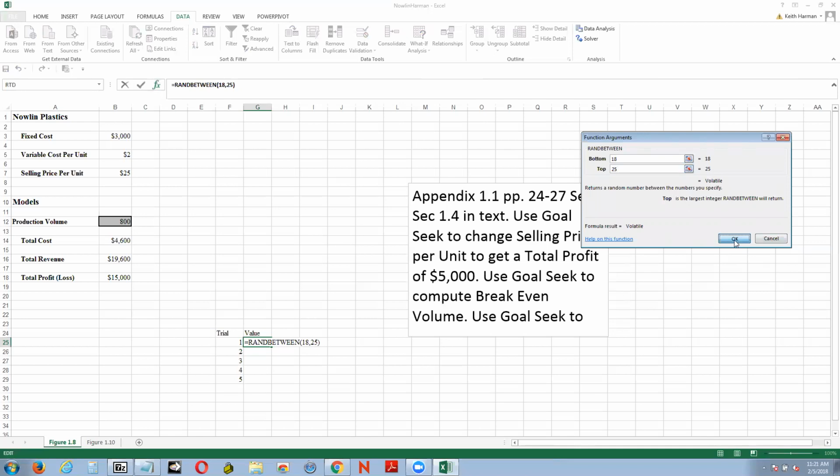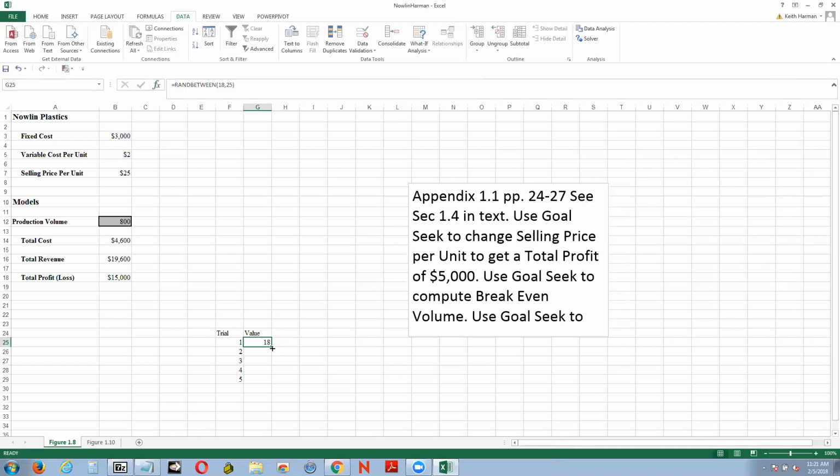Okay. Now I've got these values, okay? And I can just go ahead and copy it all down. And now I've randomized these values. Then I can just go ahead now and just start throwing them in there to see what kind of profits I get. Got me?